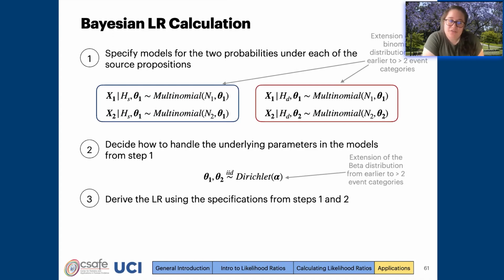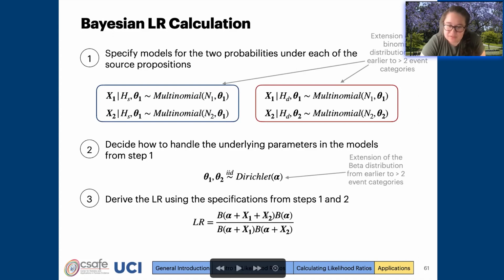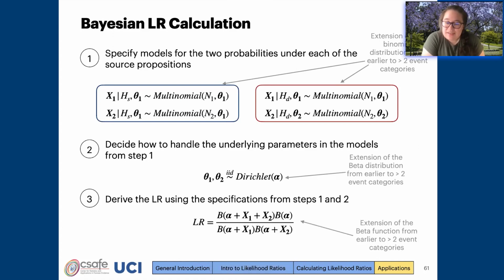And step 3, we can derive the likelihood ratio using the decisions that we've made in step 1 and 2. So it's going to be a very similar process to what we already saw in the previous section. And we get a very similar looking formula. We get this ratio of beta functions, where again, the inputs are the prior parameters and the 2 pieces of the evidence. And just note that this beta function is, again, just as the other two steps, a straightforward extension from the beta function that we already saw earlier in the 2 event case. So this is something that's easily computable, just given the inputs.